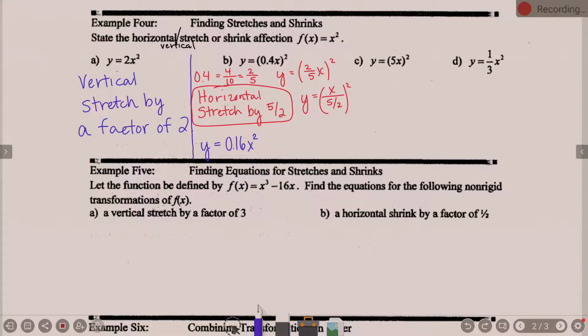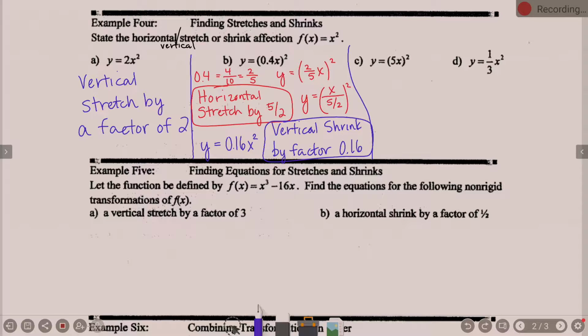If it's written in this form, y equals 0.16 x squared, what can we say now instead about this stretch and shrink? It's less than 1. It's less than 1, it's a shrink. What kind of shrink is it? Vertical. It's a vertical shrink, because the number is multiplied out front. So we just showed how this is also a vertical shrink by a factor of 0.16.